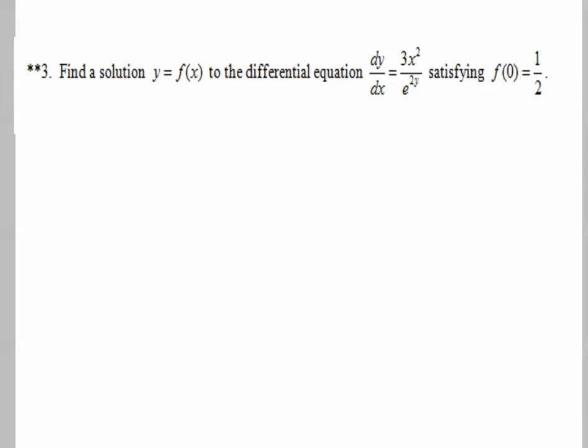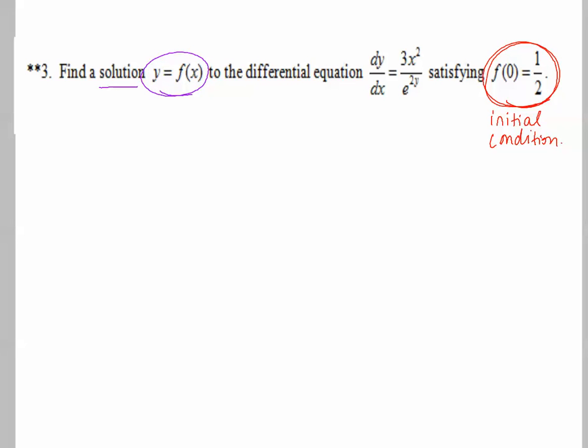Let's take a look at finding some particular solutions. How do I know I'm asked to find a particular solution? Well, it says find a solution y equals f of x, so I have to solve for y, but what tells me it's a particular solution is it has an initial condition. This is the initial condition that'll help me find my c.